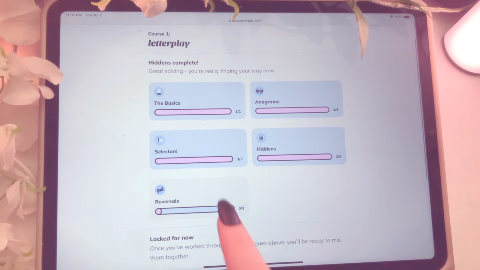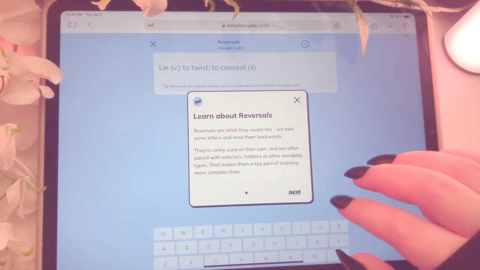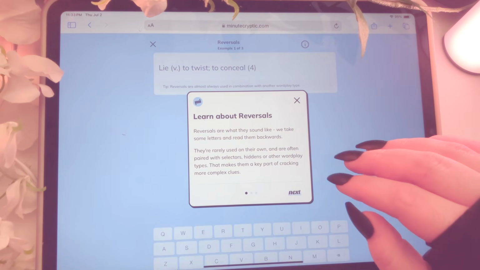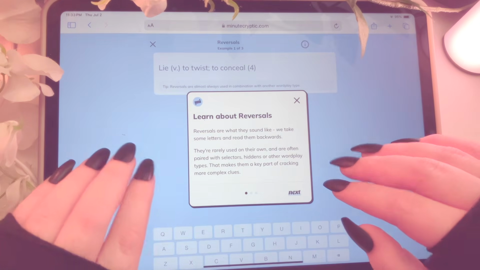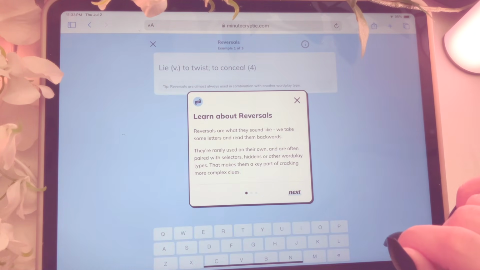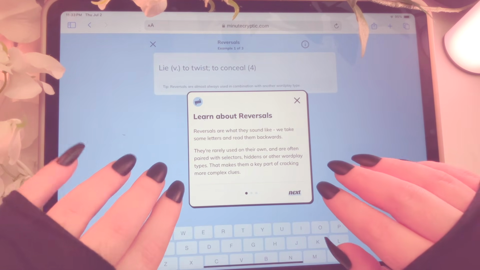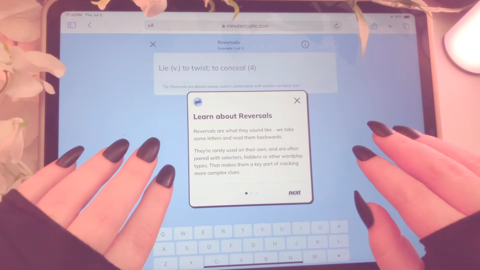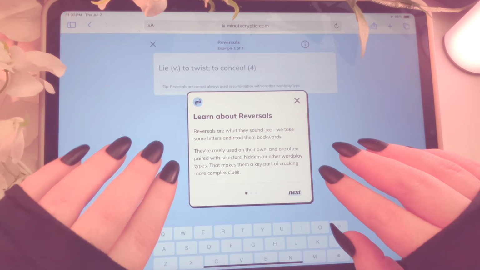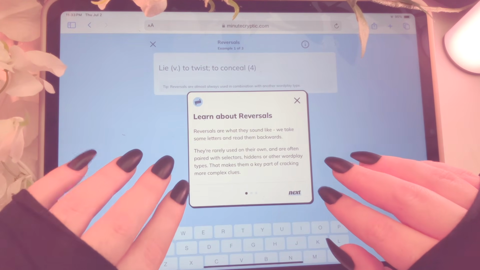Let's move on to reversals. Reversals are what they sound like. Oh, that's a loud truck going by. That's okay. We're right by a road over here, so there's always going to be some vehicles driving by every now and then.